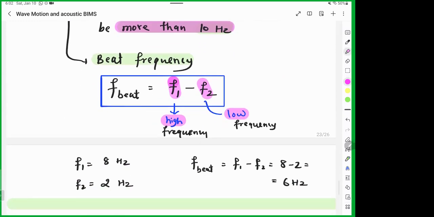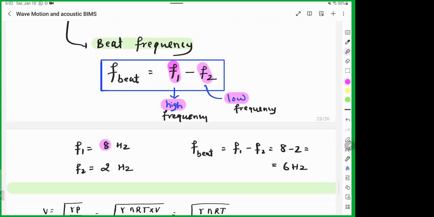Okay. Example: if one frequency is 8, second is 2. What is the beat frequency? Difference between these two. Beat frequency.